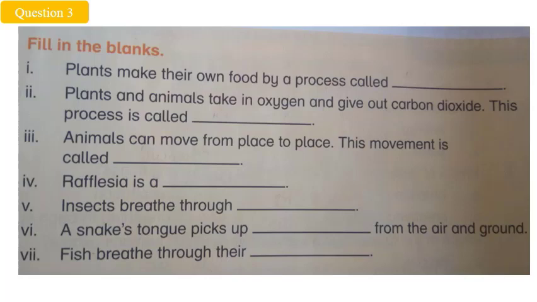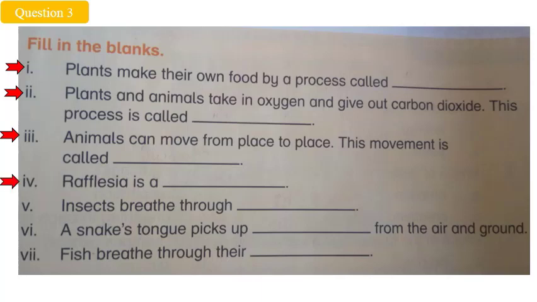Question 3. Fill in the blanks. Number 1. Plants make their own food by a process called dash. You need to name the process by which plants make their own food. Number 2. Plants and animals take in oxygen and give out carbon dioxide. This process is called dash. Name the process by which plants and animals take in oxygen and give out carbon dioxide. Number 3. Animals can move from place to place. This movement is called dash.